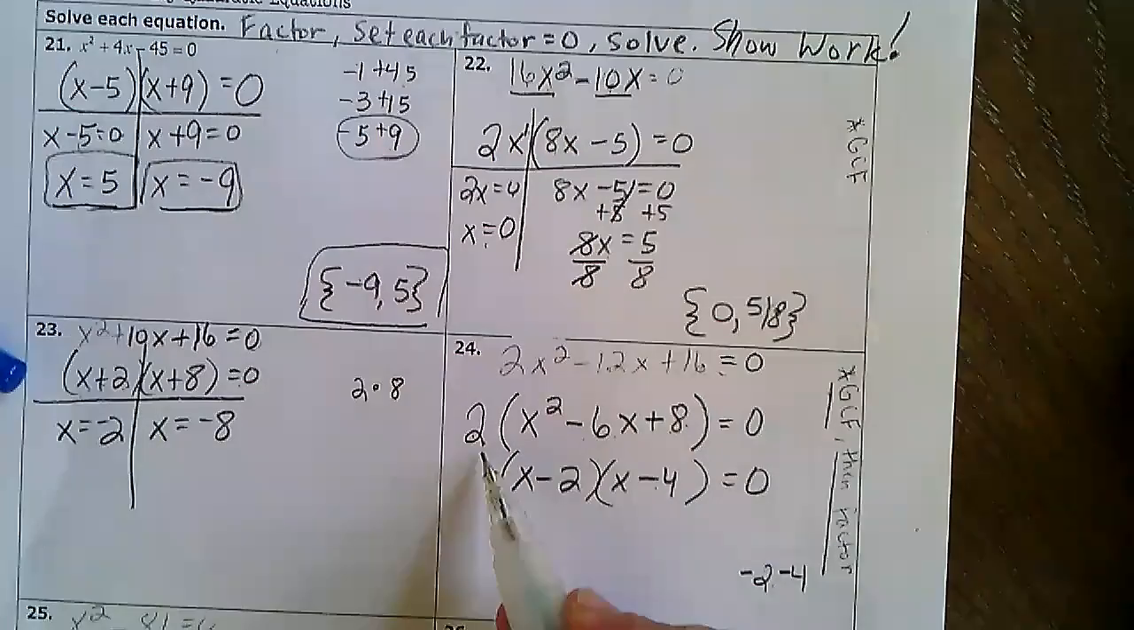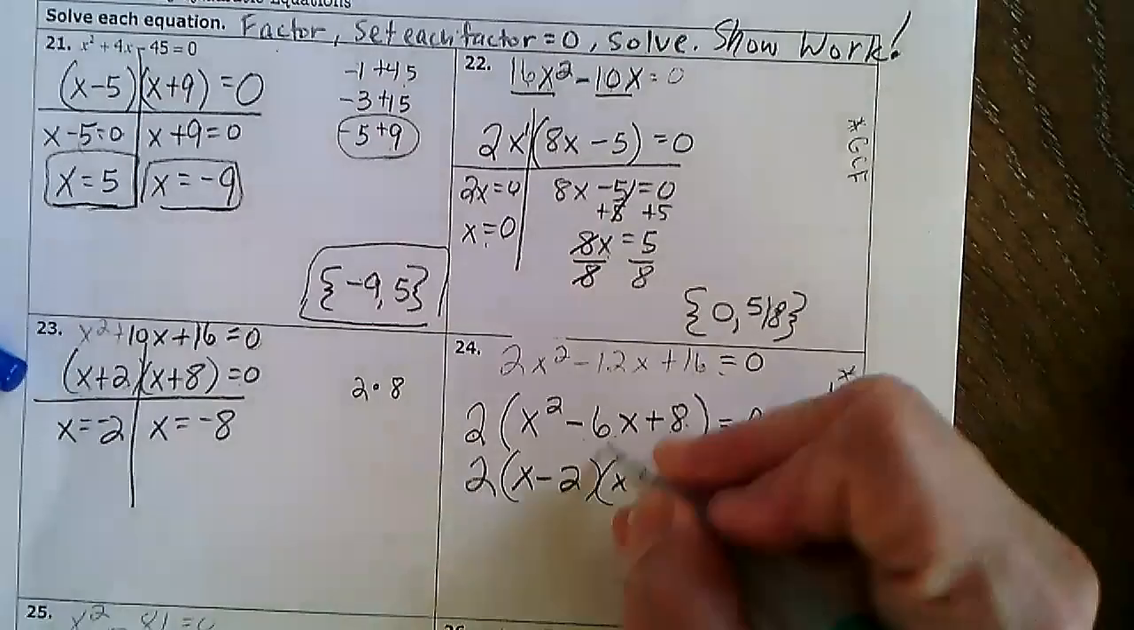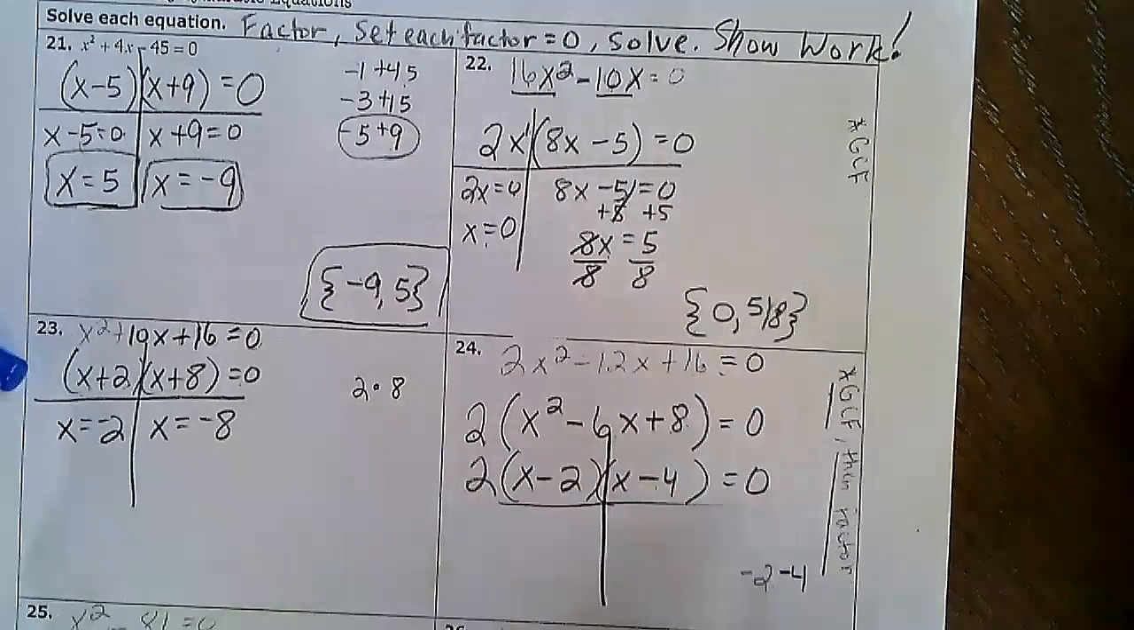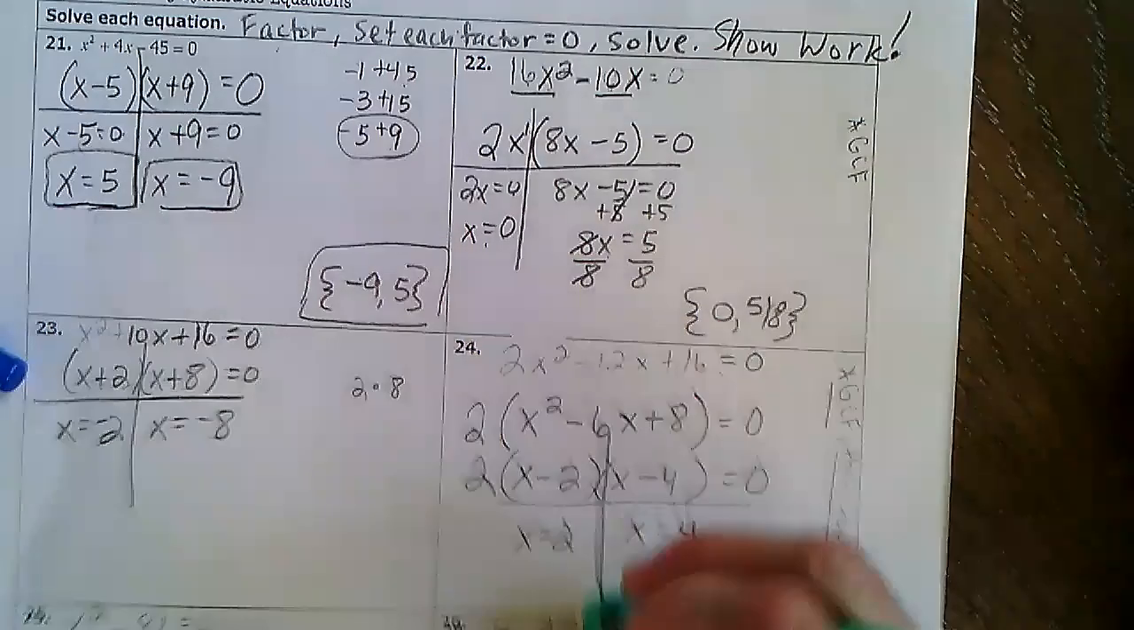Now, what do you do with the 2? Well, you just bring that down. It doesn't really do anything. You just bring it down, and then you're going to set that equal to 0, and you'll get 2. You set that equal to 0, and you get 4. And you might go, well, what about the 2? Well, you don't do anything with the 2.